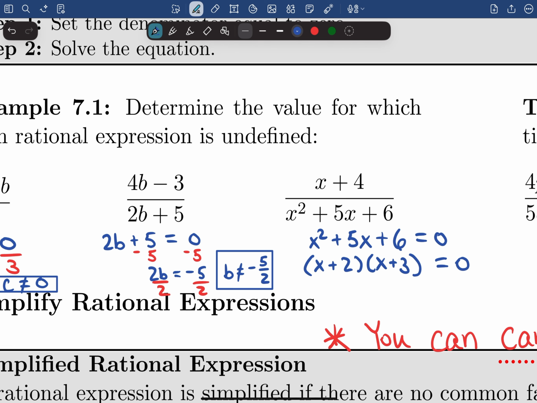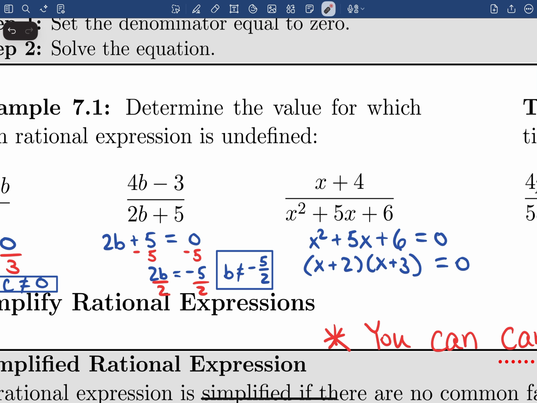All right, and now that I have factored this trinomial expression, that is now set equal to 0, I'm going to use the zero product property to say that, well, this x value is -2 because -2 plus 2 is 0, and this x value is -3 because -3 plus 3 is 0.